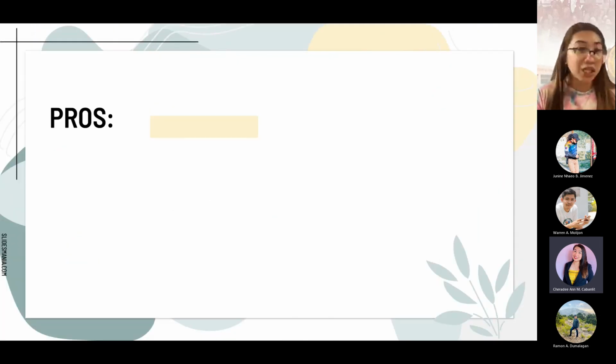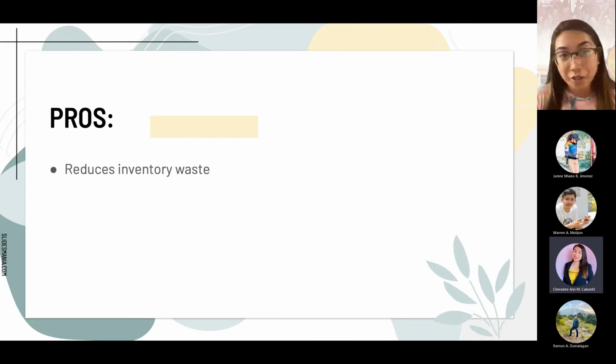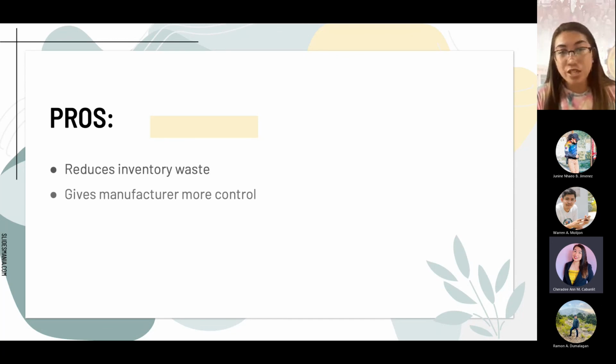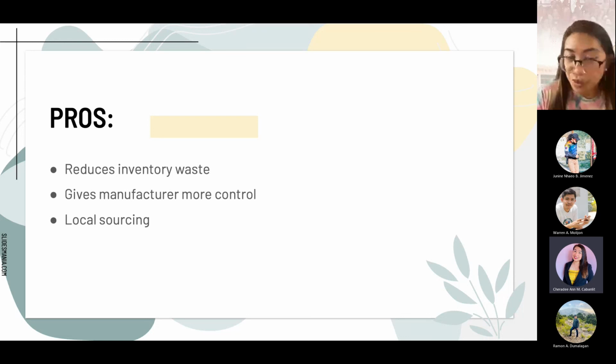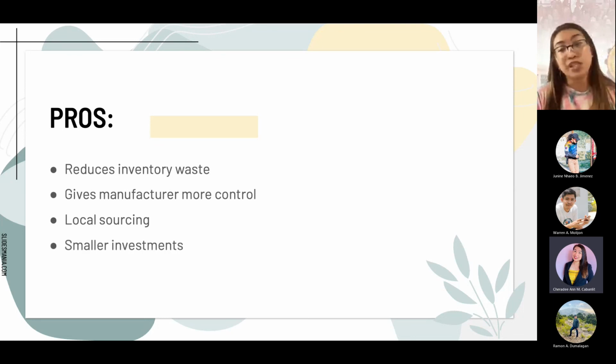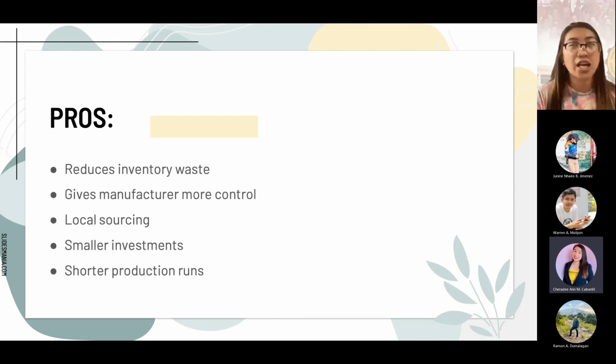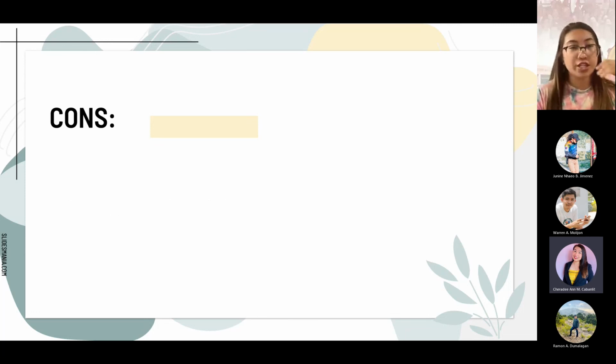So as mentioned, it's not really for all. Pros, of course, there's no inventory, therefore there's no waste in inventory. It gives the manufacturer more control. There is also local sourcing because you don't need to wait for imported goods, but instead focus on the local suppliers. Then there is also smaller investment, especially on the inventory, and shorter production runs. You don't do big batch or big lots in your production.